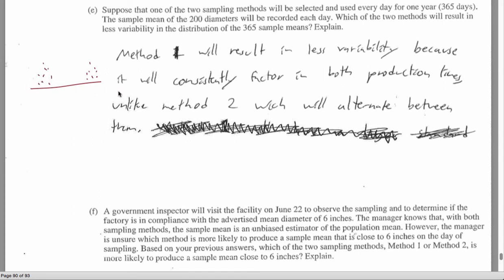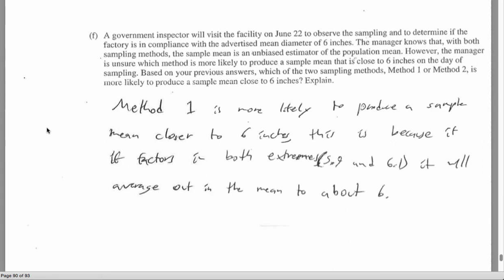They never get around to describing that method 2 would look like this, and that was what the rubric writers were wanting them to describe. So this part is not correct. And then Part F, they chose method 1 because it's more likely to produce a sample mean closer to 6. And here's their reasoning: because if it factors both extremes, it will average out to be about 6.